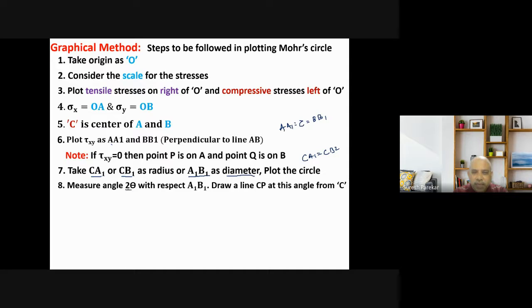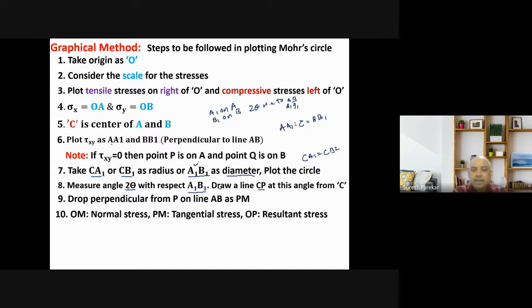Now you have to be very careful with this. In the last video we had A1 on A and B1 on B, and therefore we measured 2 theta with respect to AB, that is A1 B1 only. And here also we have to measure 2 theta with respect to A1 B1. Then draw line CP at this angle from C. Now this CP is through C, but this angle is measured with A1 B1. Then draw a perpendicular from the same point P on line AB as PM, and then we will measure OM.